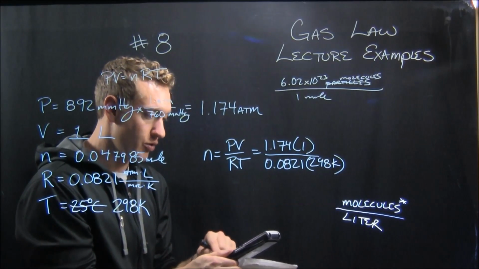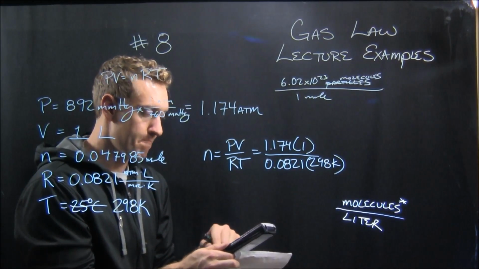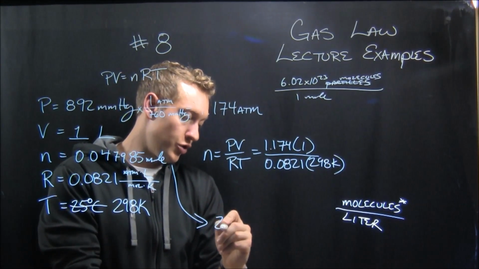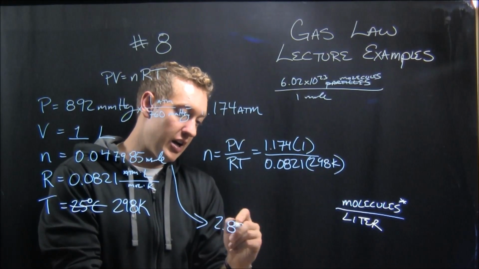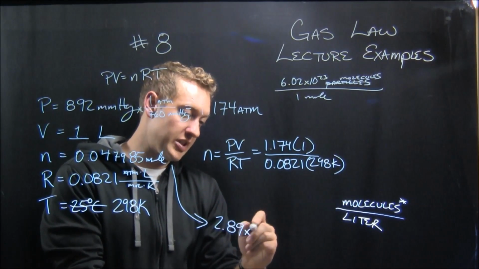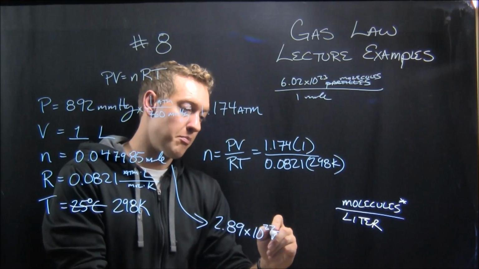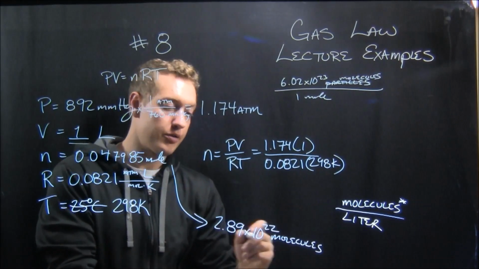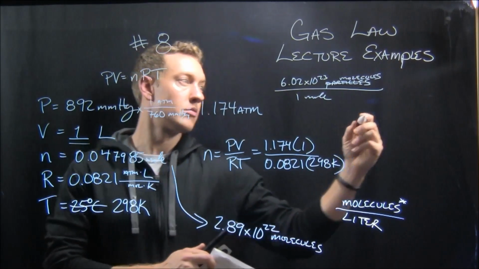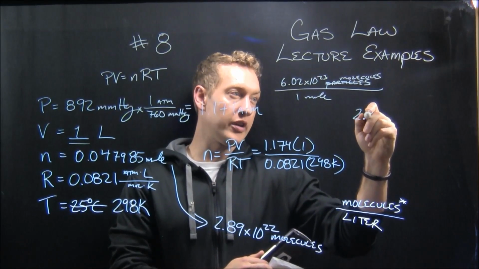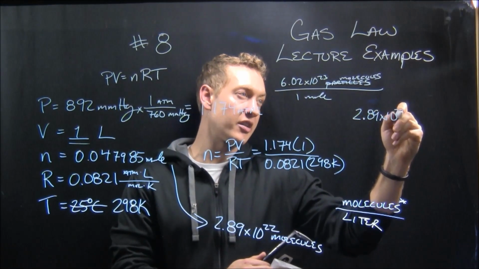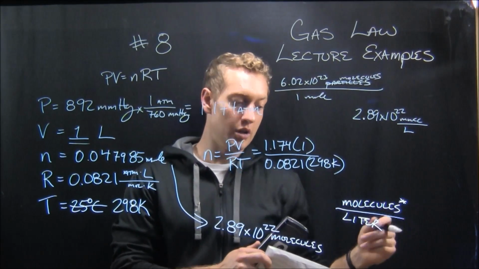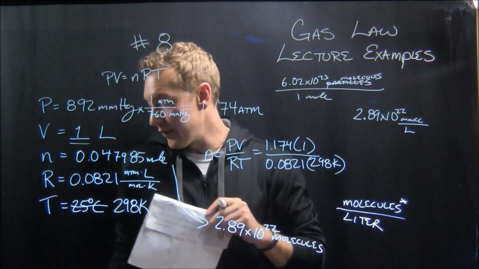Times the 6.02 times 10 to the 23rd. That number of moles is equal to 2.89 times 10 to the 22nd molecules, and that's per 1 liter. So that would be our answer: 2.89 times 10 to the 22nd molecules per liter. Now, what if I went back and worked it out a different way?